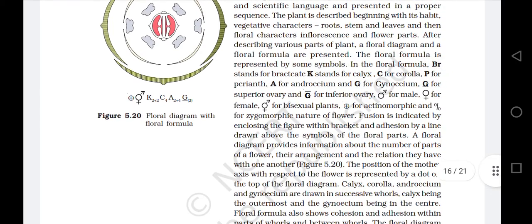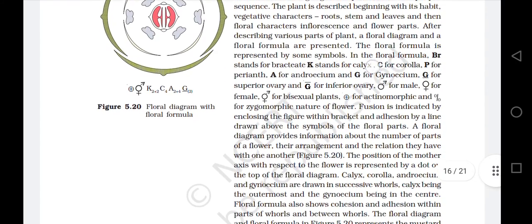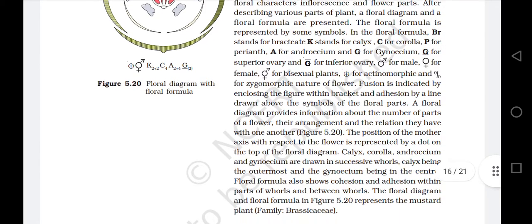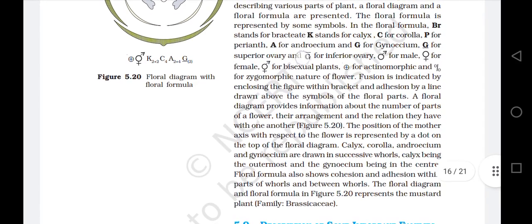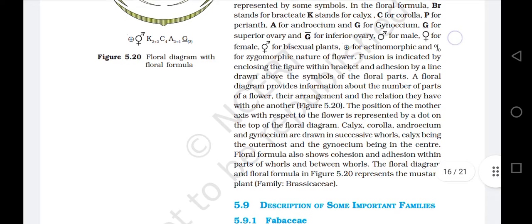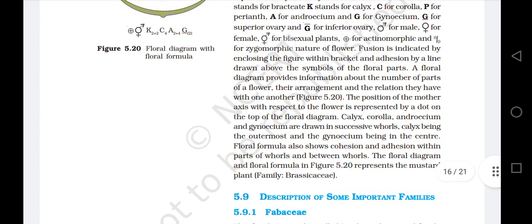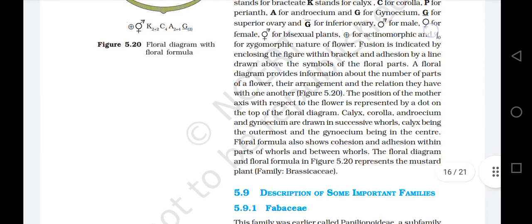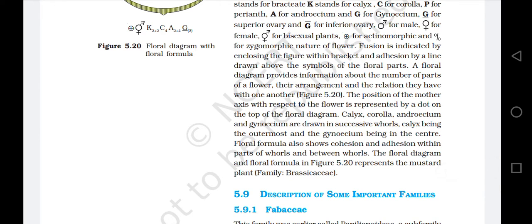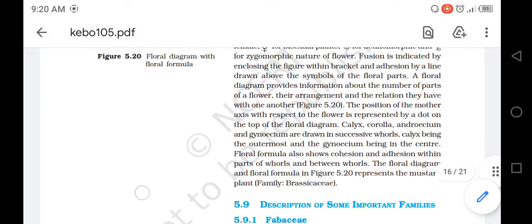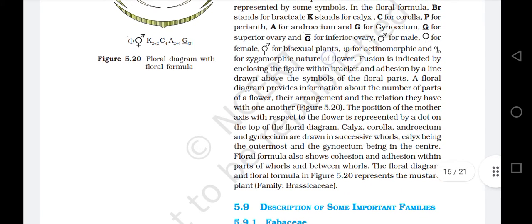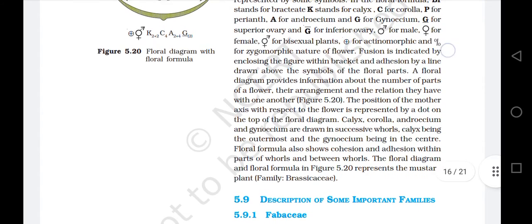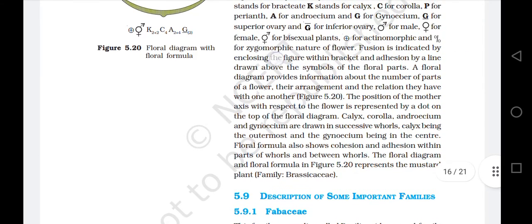The floral formula is represented by some symbols. In the floral formula, Br stands for bracteate, K stands for calyx, C for corolla, P for perianth, A for androecium, and G for gynoecium. Underlined G is for superior ovary and a bar put on G for inferior ovary. Male is indicated by the male symbol, female by the female symbol, and both symbols together for bisexual flowers. The crossed circle is for actinomorphic, and the percentage symbol for zygomorphic nature of flower.